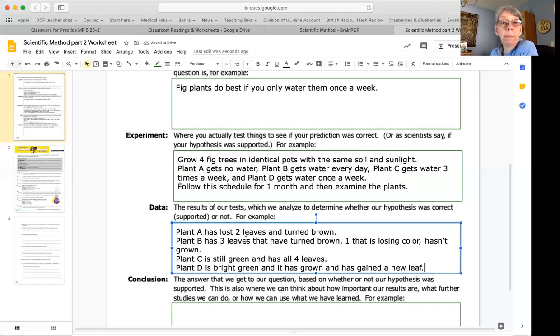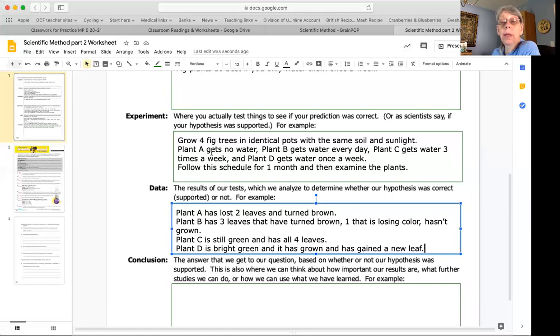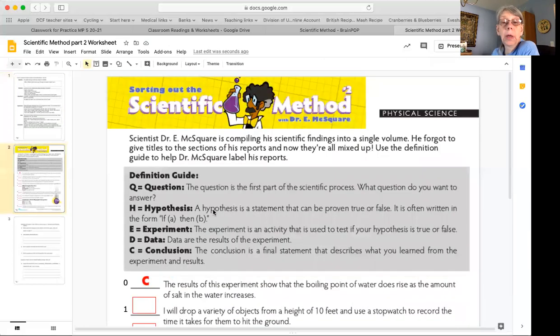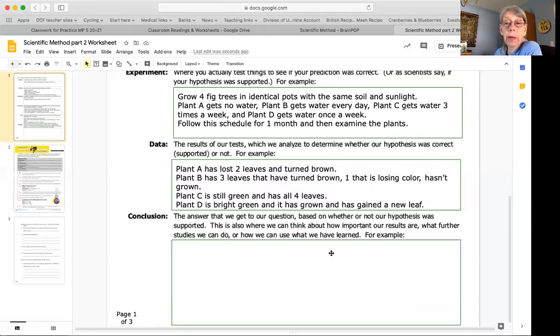All right. So let's see what they had to say about it. And let's see our conclusion. Did we support our hypothesis? Yes, we were right. We supported our hypothesis. Once a week is the best. Or no, a different schedule was the best.